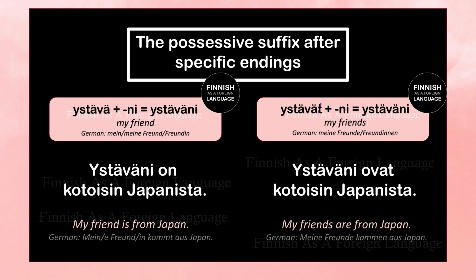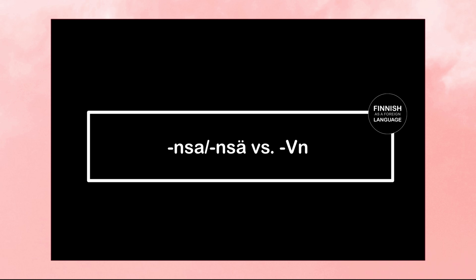Now, how do we know if we're talking about just one friend of mine or more? As we know, ystäväni can mean my friend or also my friends. Here it's actually the verb in the sentence that indicates whether we are referring to a single friend or to more friends. So when we look at the ystäväni on versus the ystäväni ovat, then we see that it's actually the verb olla that tells us which one is meant. So, ystäväni on kotoisin Japanista means my friend is from Japan, and ystäväni ovat kotoisin Japanista means my friends are from Japan.